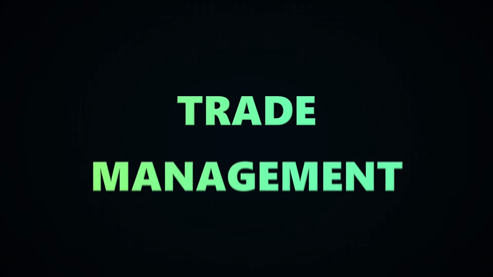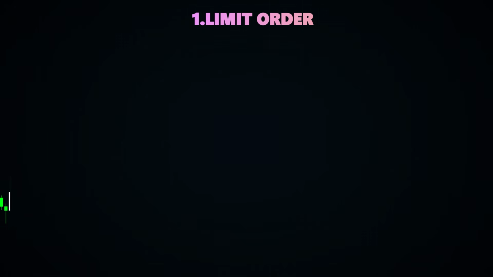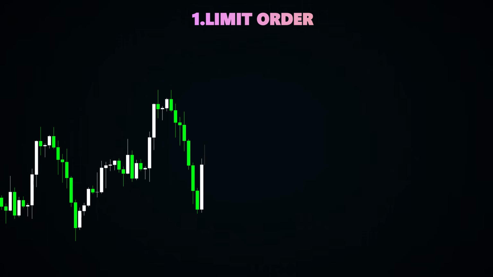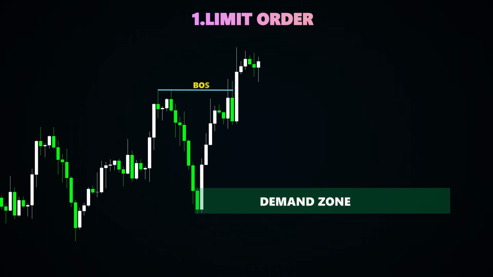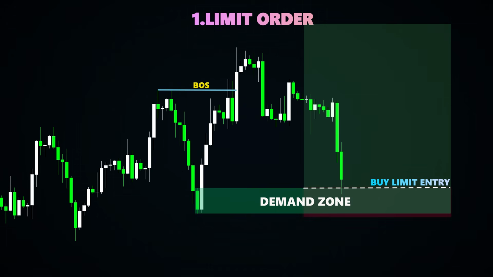Let's talk trade management, the part that turns a good setup into a winning trade. Starting with entries, there are 3 reliable methods you can use around supply and demand zones. The first is the limit order entry. This one's straightforward. Place a buy limit at a demand zone or a sell limit at a supply zone. It gives you the best price, but there's no confirmation. That means higher risk, but also higher reward. This method works best when the zone aligns with the higher time frame trend and shows strong imbalance.